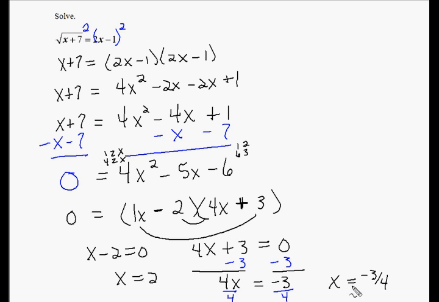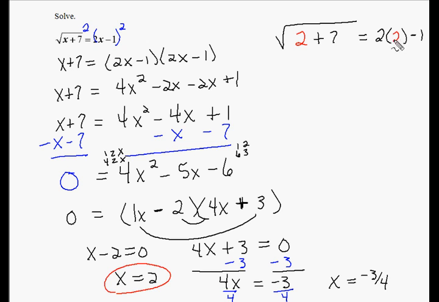So again, I don't want to give answers that don't really work in the original problem. So let's check both of these. If I had the square root of, and putting in our x value of 2 first, 2 for my x, I would have 2 plus 7 is 9, square root of 9 is 3. 2 times 2 is 4, minus 1 is 3, and they're equal to each other. So I definitely want that answer. Let's check this other answer.